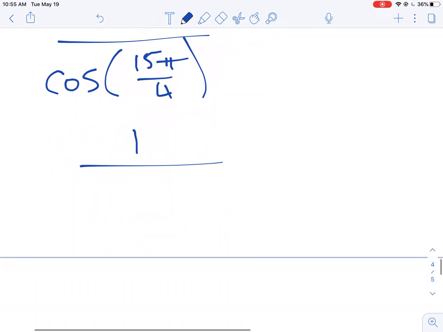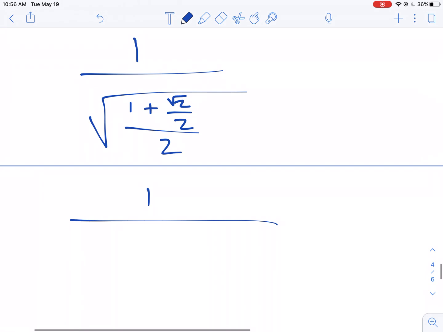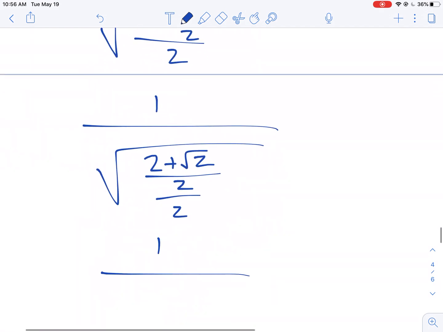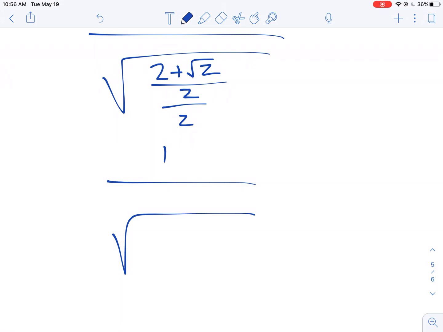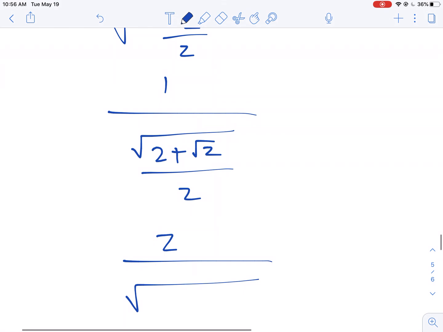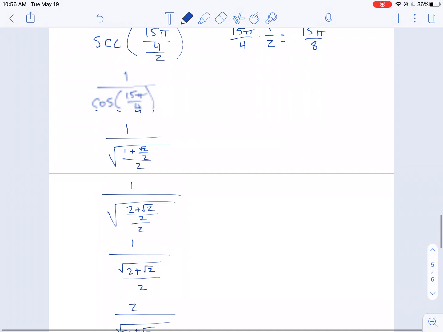So I do 1 over the square root of 1 plus root 2 over 2 all over 2. This is going to be 1 over the square root of 2 plus the square root of 2 over 2 over 2. This is all going to simplify. I'm going to jump the simplification here. You really should start seeing this pattern of the over 2. So I end up with the square root of 2 plus square root of 2 all over 2. And then I end up with 2 over the square root of 2 plus the square root of 2 to finish it off there.